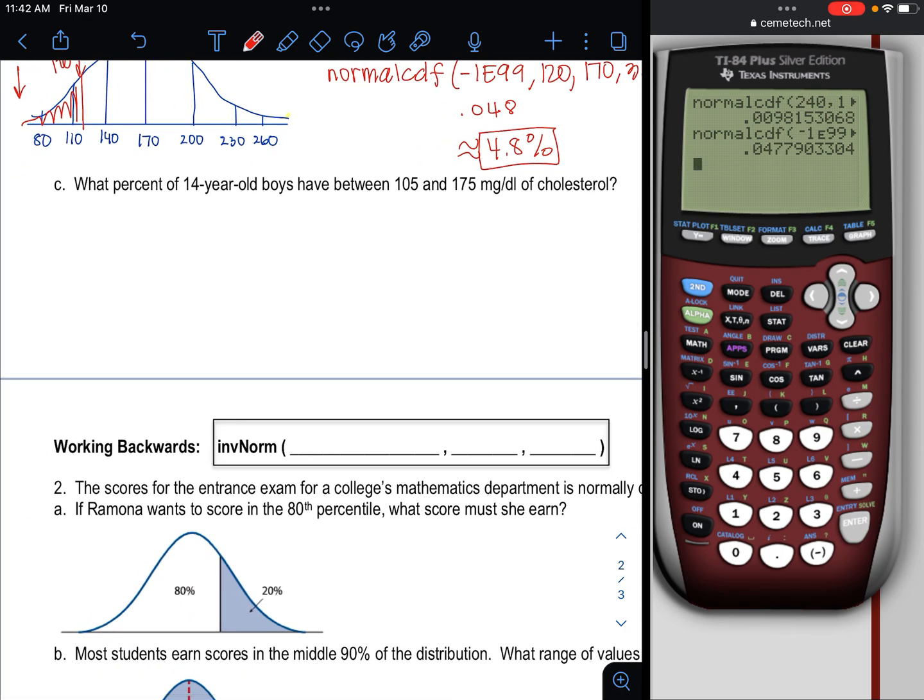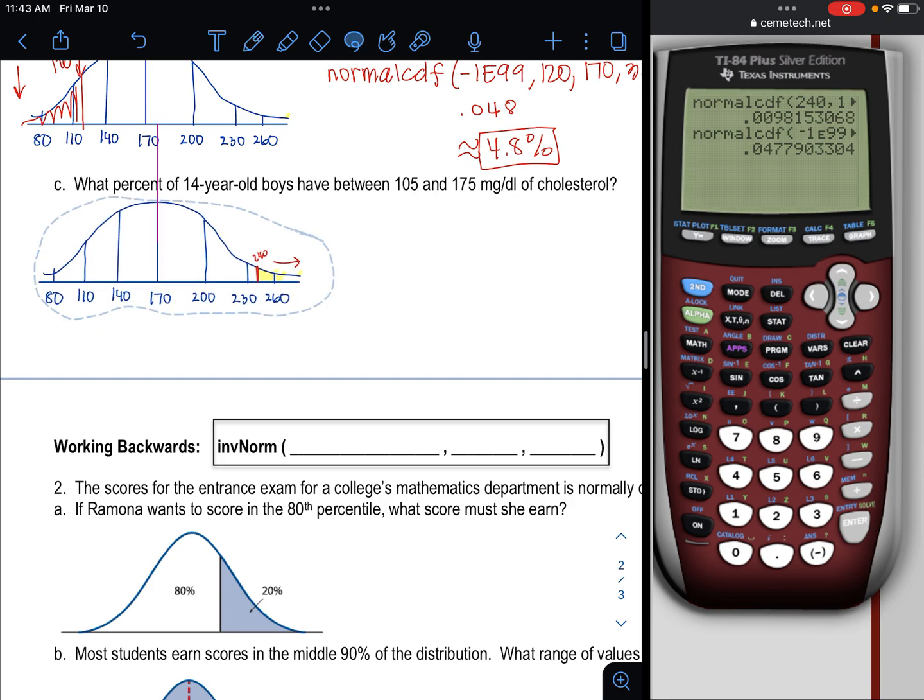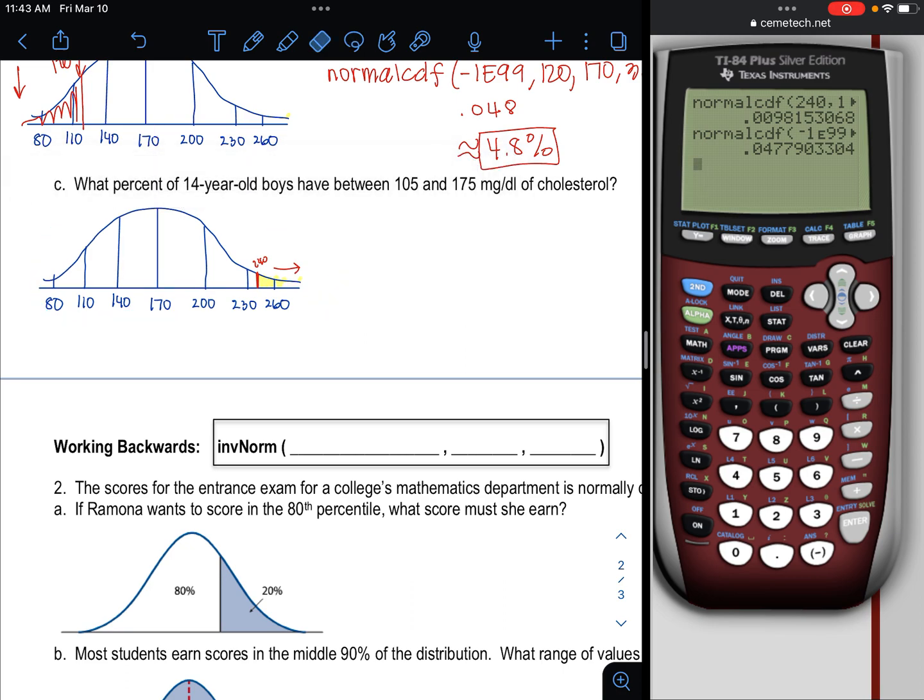All right, lastly, what percentage of 14-year-old boys has between 105 and 175? So once again, I'm going to paste this here. Sorry if you hear my dog. Okay, so that's in between 105 and 175. So 105 is right here. 175 is right here. The reason I'm showing a picture of this is that you can't use the empirical rule. So we want this right here. This is 105. This is 175. Can't use the empirical rule, so I can use technology.